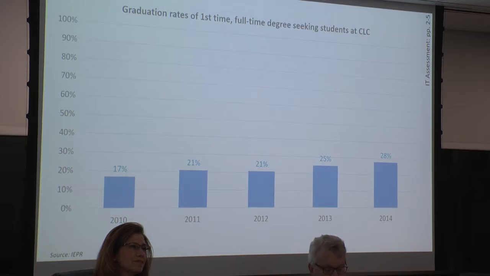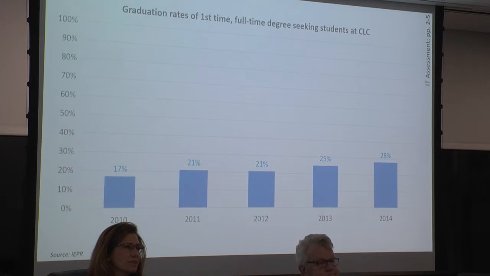Leo needs to be part of that 28%. Leo's family needs him to be part of that 28%. And I need him to be part of that 28%. I know that technology can make a difference for students like Leo and for others who come here to not only be in that 28%, but to make that 28% a much larger number than it is today.